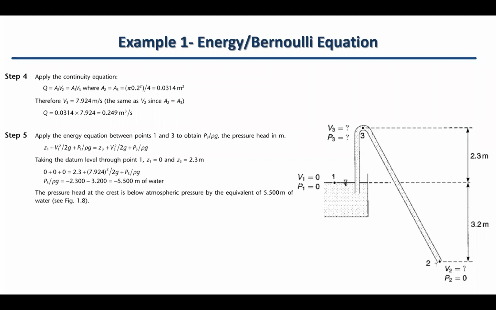If you are told to calculate the pressure not in meters of water, or not in meters of the liquid, but in newtons per square meter, you can easily calculate it: you can multiply this value by the cross-sectional area, and you can see what that is. So this is example one.